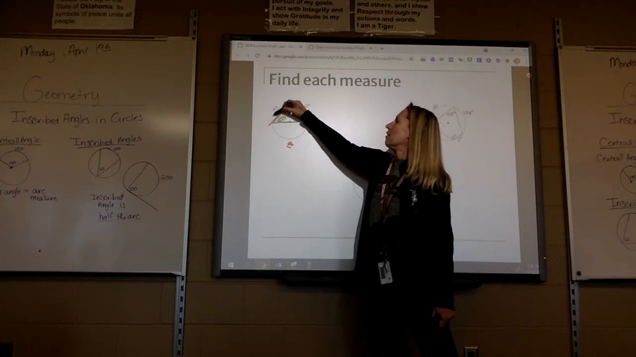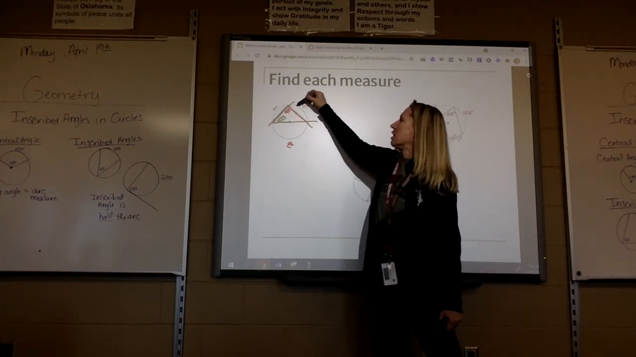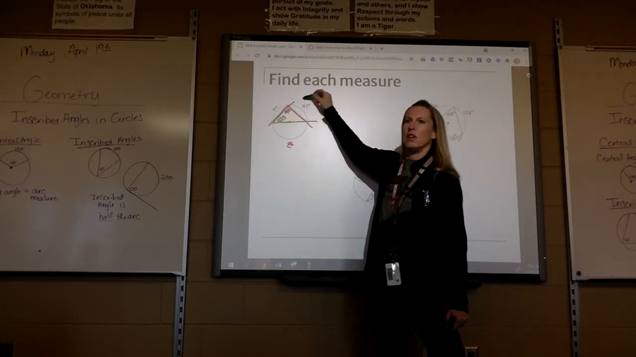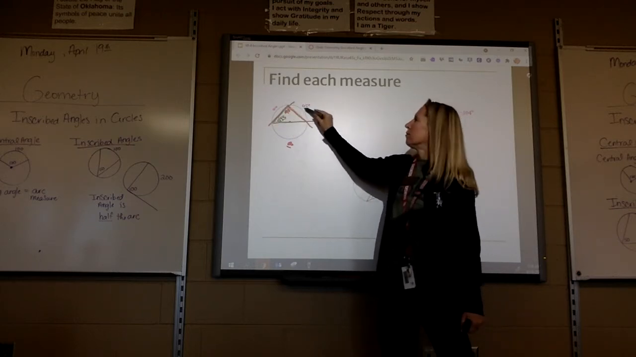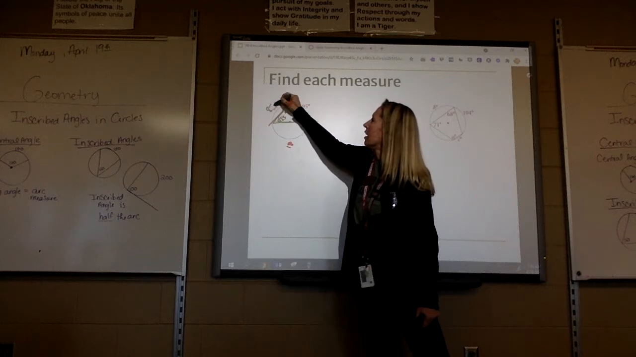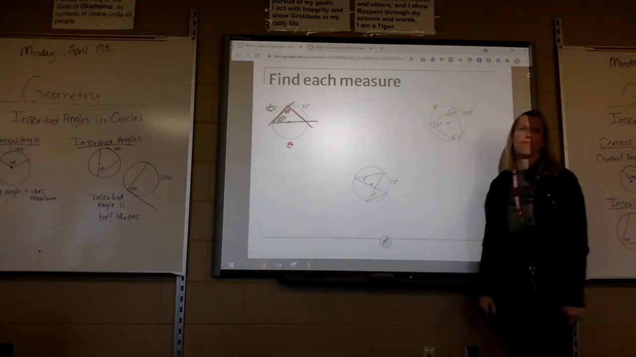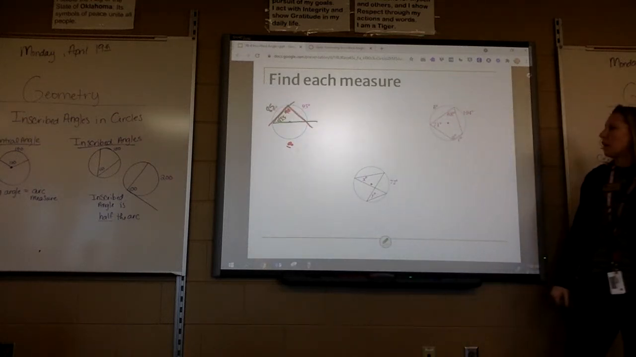Okay, and then I still need to find arc A. Well, do you guys see that this is a semicircle? What's 180 minus 95? 85. Okay. So some of them are kind of hard.